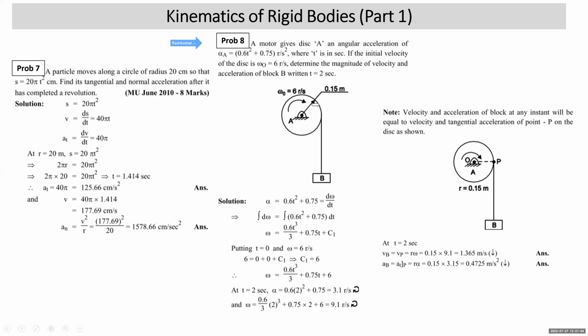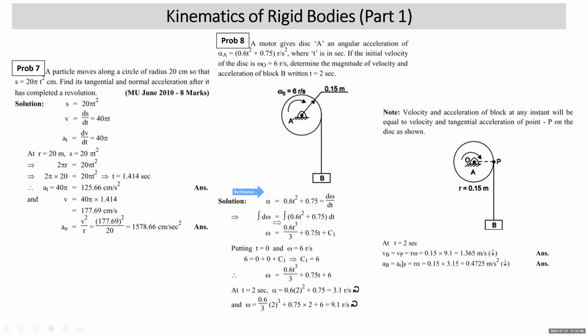Now, this is the diagram given in the problem. Omega naught is 6 radian per second. The radius of this disk is given as 0.15 meter. Then a string is wound around this disk, and at the end of this string there is a block B attached to it. It is turning in the clockwise direction so that this block will go down only. Now, what is given? Alpha is 0.6 t square.